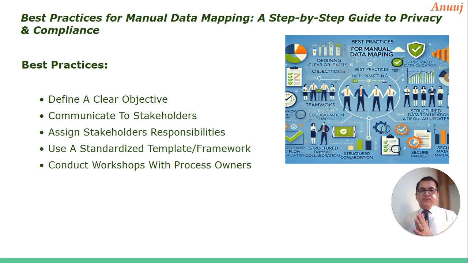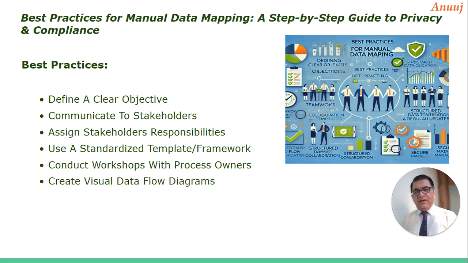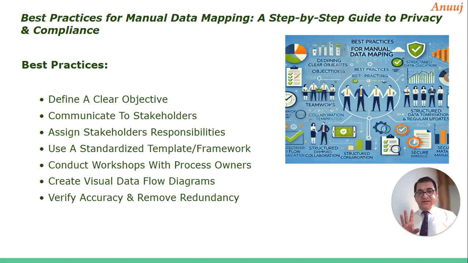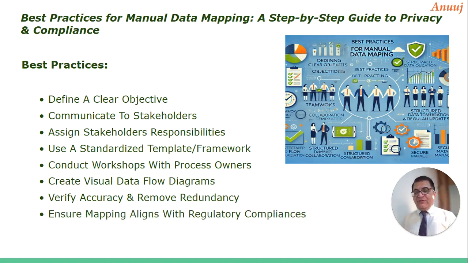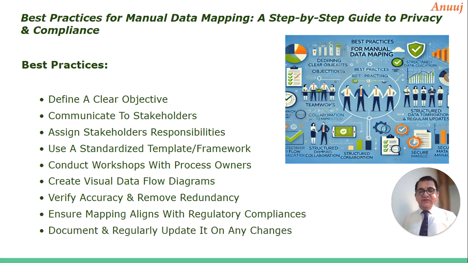Conduct workshops with the process owners. They should understand what they are doing and how they are handling it. Create a visual data flow diagram across it. Verify the accuracy of the system. Remove all the redundancies. It's also a good way of optimizing your environment. And ensure that this mapping aligns with regulatory compliances. Document and regularly update each one of them on any possible changes that you see in the environment. So these are some of the best practices of handling manual data mapping. You may find that a few of them are common with automated as well, but then that is data mapping best practices. So that's about manual data mapping.